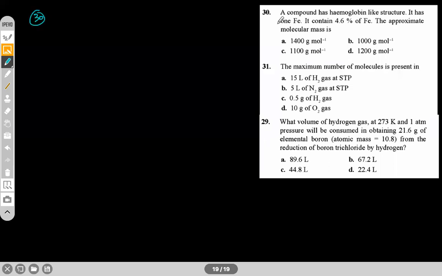30th one. A compound has a hemoglobin-like structure. It has one Fe. Only one Fe atom is there, right? And it contains 4.6% of Fe. Okay, what does that mean? We have 4.6 gram Fe in 100 gram of that sample.